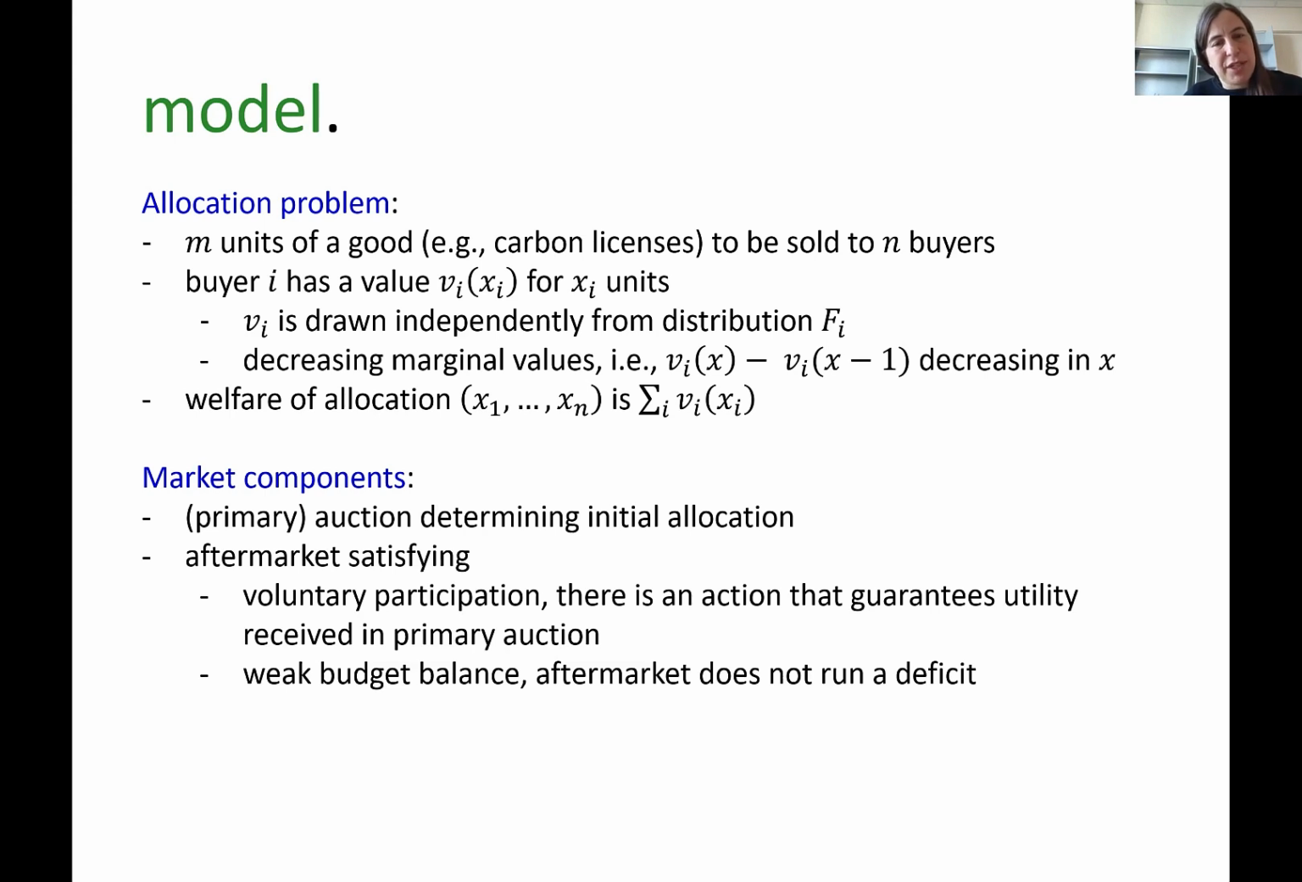And I didn't put it on this slide, but we formalize in the paper that there can be some information that's communicated after the auction and before the aftermarket, like maybe the bids could be published, for example, by the EU ETS, stuff like that. For the purposes of this talk, you can assume that agents know the priors, the Fs, and then after the auction, the allocation is publicly known and each agent knows their own payment.